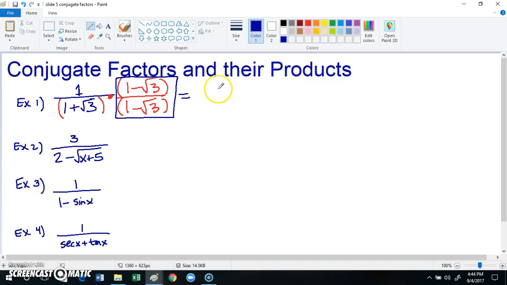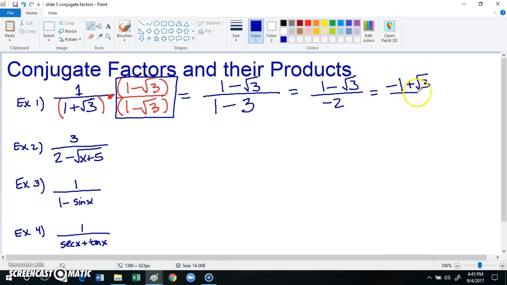Okay, what happens when we multiply? Well, the numerator, not much. You're just going to leave it as 1 times 1 minus the square root of 3. The denominator, those are conjugate factors. What happens when you multiply conjugate factors? You get the first thing squared minus the second thing squared. What's the square root of 3 times the square root of 3? Yep, it's just 3. Let's simplify that. We get 1 minus the square root of 3 over negative 2. I don't like all these negatives, so I'm just going to make it negative 1 plus the square root of 3 over 2. Sounds good to me.